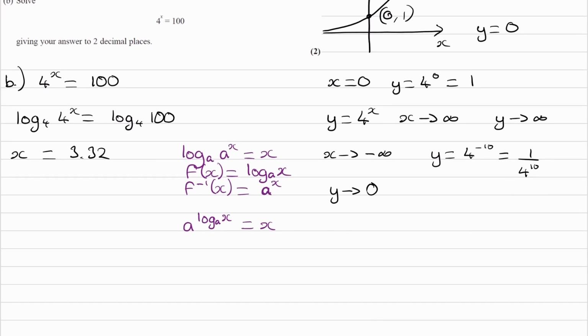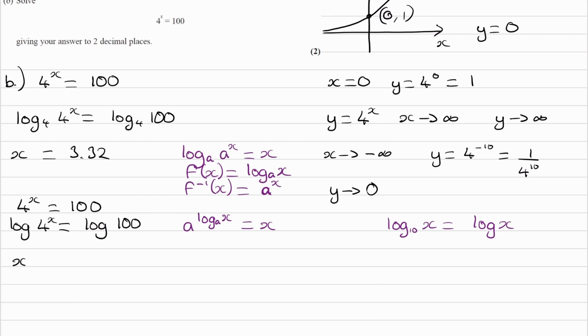So that's one way of doing it. Another way that we can do this is to take log to the base 10 of both sides. So log to the base 10 of x, we can just write as log x. That makes things a bit simpler. So the left-hand side of this equation becomes log of 4 to the power of x, and remember that means log to the base 10 of 4 to the power of x. And the right-hand side becomes log to the base 10 of 100.